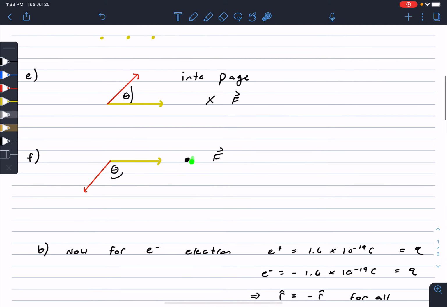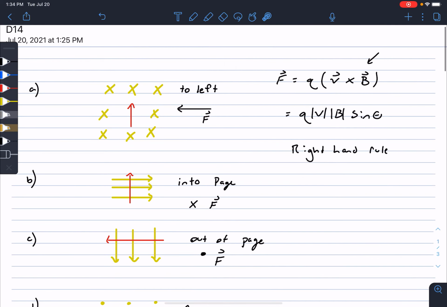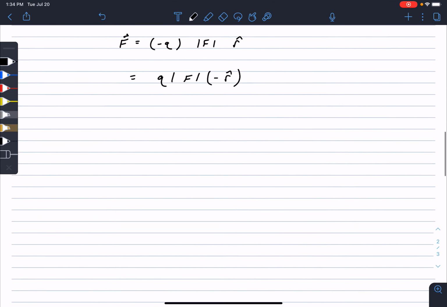So for this one, it's into the page. This one is out of the page. This one is downwards. This one is in the page. This one's out of the page. This one's to the right. Okay? For all of them. Great. Next one.